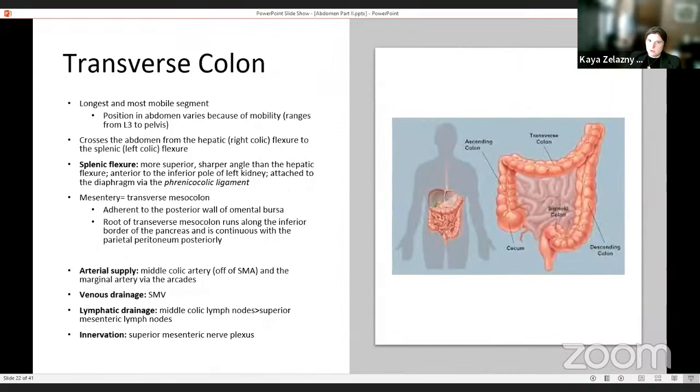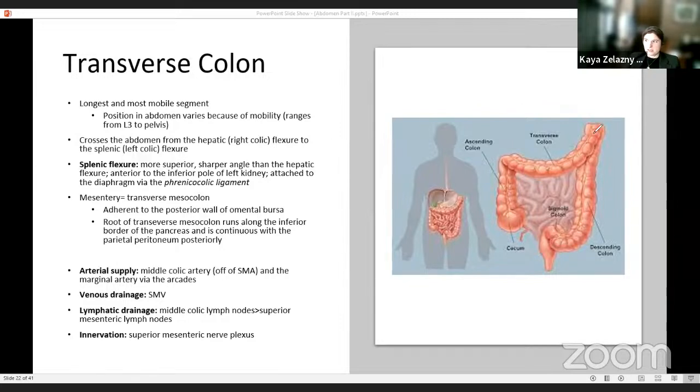So next, we're going to move into the transverse colon. The transverse colon is actually the longest portion of your colon, and it's the most mobile. So it's going to be really movable. We are going to see that it has a mesentery called the transverse mesocolon. The position of that transverse colon can actually vary quite widely.